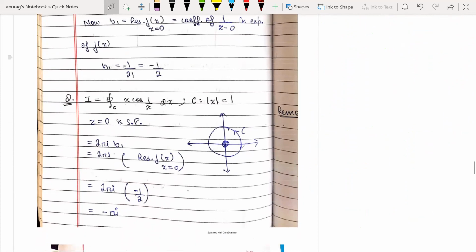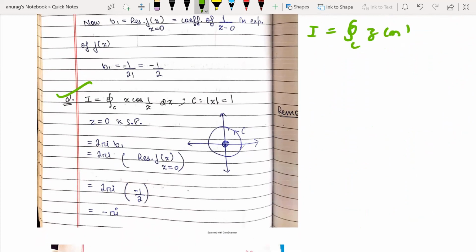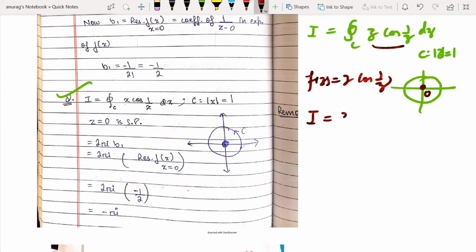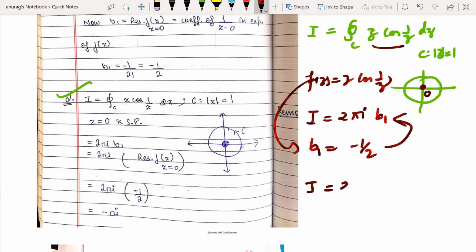Similarly, if someone asks you a question like the integration of z cos(1/z) dz over C equal to mod z equal to 1, I told you z equal to 0 is a singular point which lies inside this circle. So I told you if we assume f(z) equal to z cos(1/z), this integral is equal to 2 pi i b1, and b1 in this case was minus 1 by 2. So if you substitute here, the integration is quite easy. It is minus pi i.